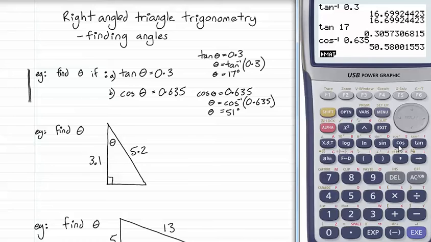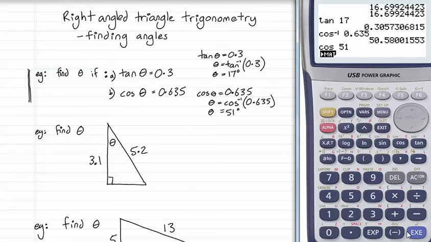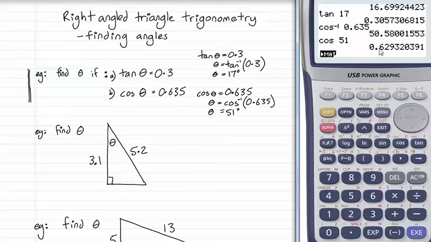Let's check that. Cos of 51. A little bit more inaccurate there, you'll see, because we rounded, but about right. So all we're doing with this question is saying, when the cos ratio is this, what's the angle? And that's how we use the inverse cos or the reverse cos. It's for finding an angle. Now that's just a simple calculator question. Where we have this requirement to do this is, of course, when we're finding an unknown angle.